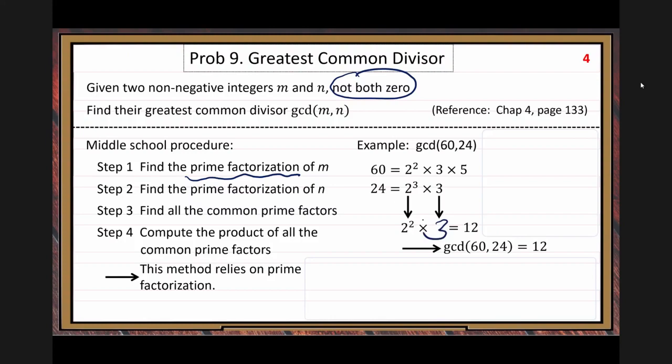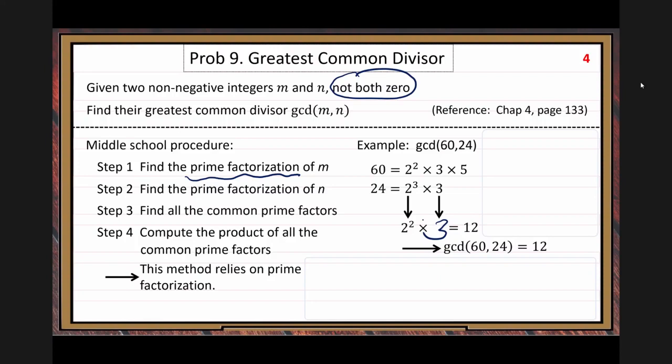We multiply these two numbers, we get 12. So our answer, GCD of 60 and 24 equals 12. That's the middle school procedure. Pretty easy here. The question: how do you feel about this method? Do you feel it's a good, acceptable method?